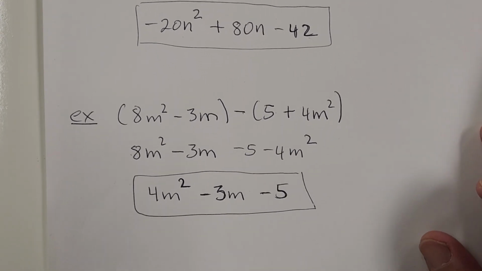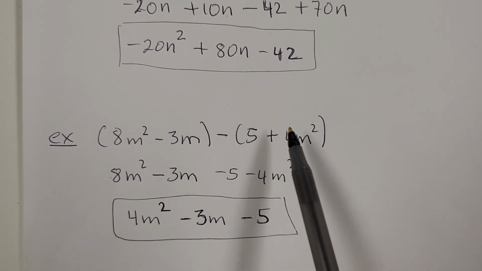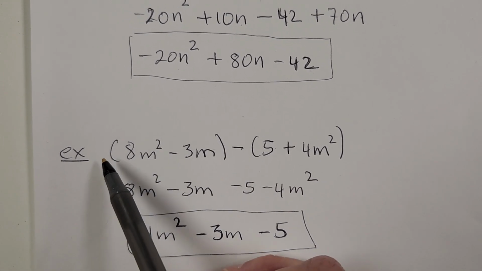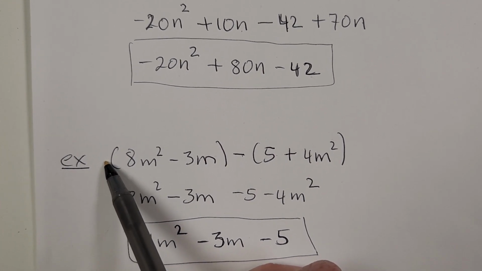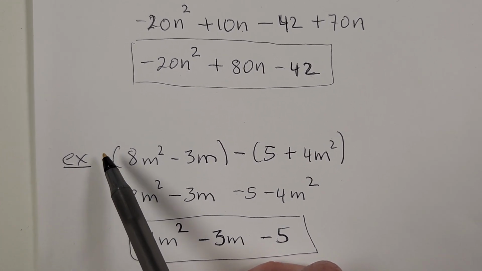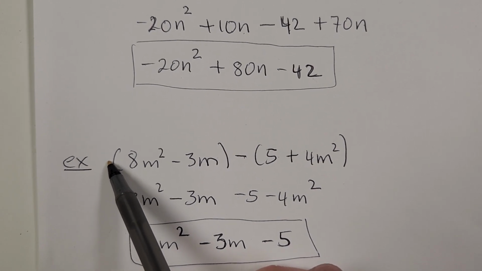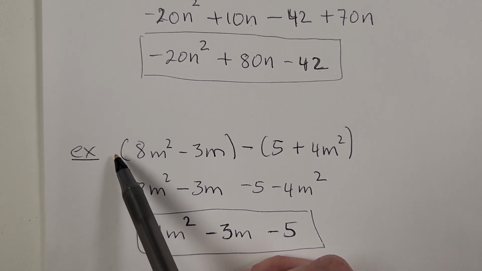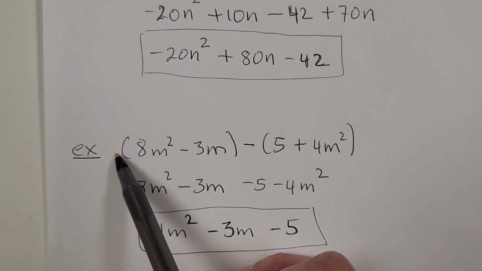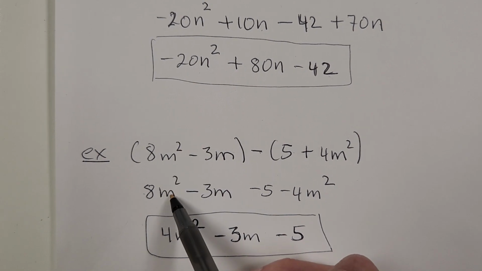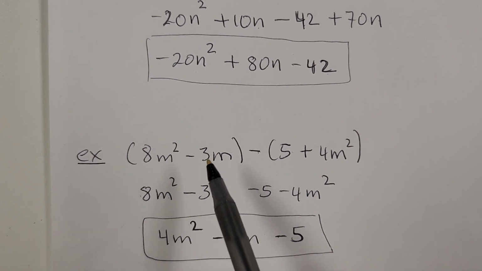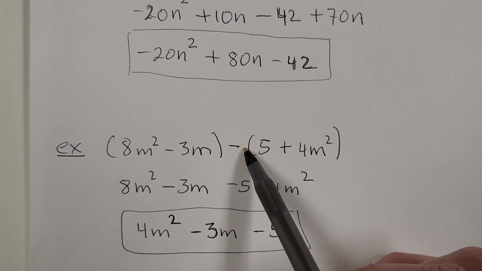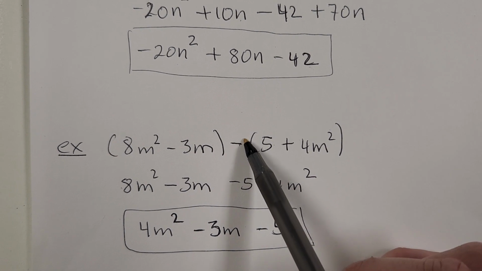Next example, same situation. I have parentheses, I have parentheses. If I have no number in front of the parentheses, then it's always a 1. So imagine that there's a 1 right here. So 1 times 8m squared is back to itself. 1 times negative 3m is negative 3m. Same thing over here, there is no number, so imagine that there's a 1.